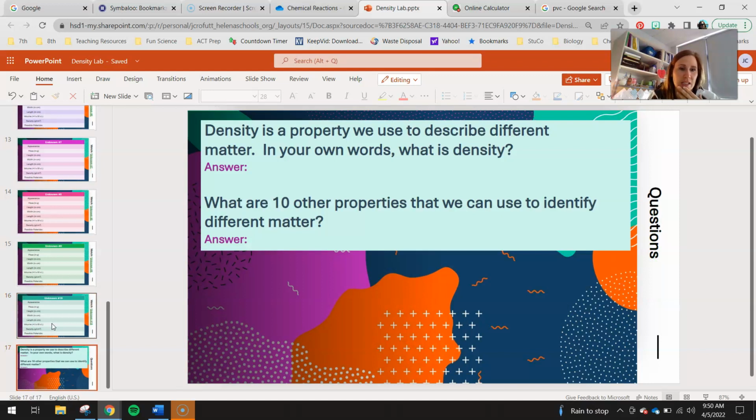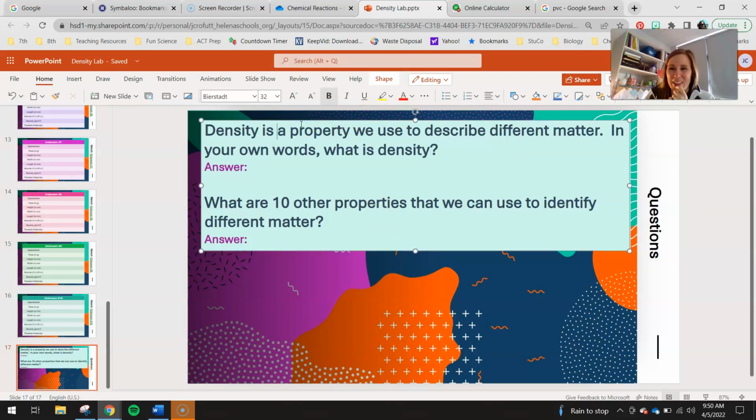Okay, and then finally answer these 2 questions. Density is a property we use to describe different matter. In your own words, what is density? And what are 10 other properties that we can use to identify different matter? If you need to, review back to Tuesday's assignment, what is matter? Okay, and then again, think of density in your own words. Think about how you calculated that.